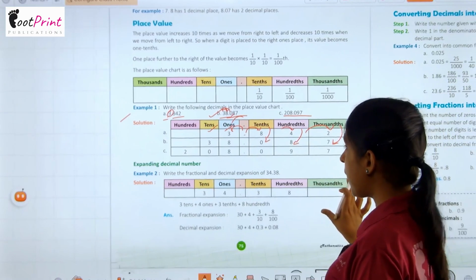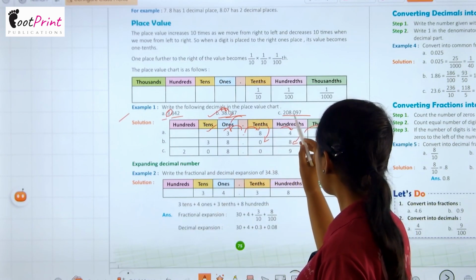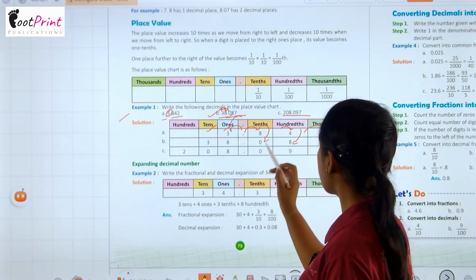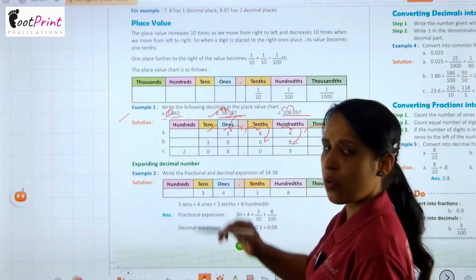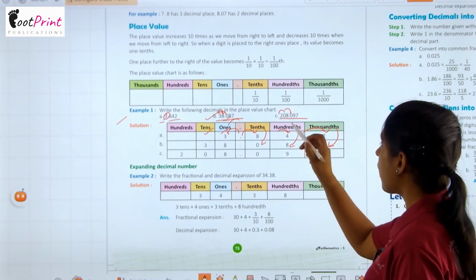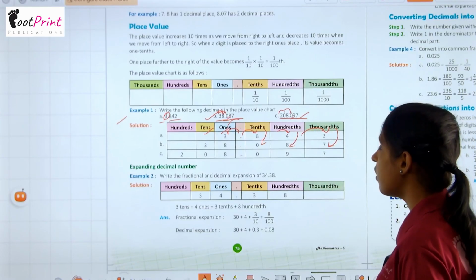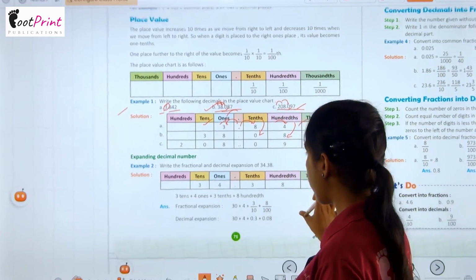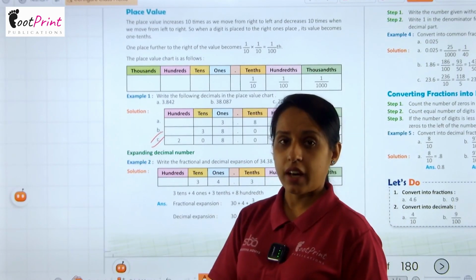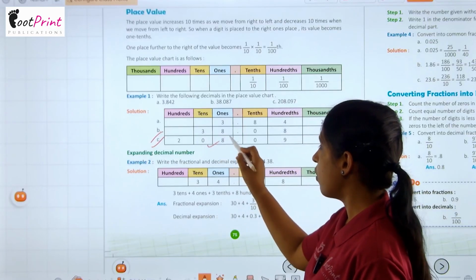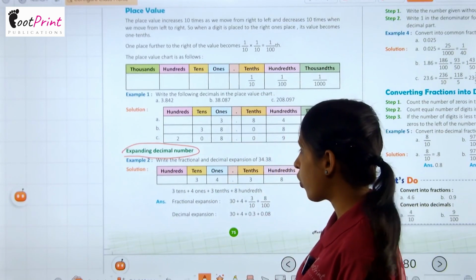Okay, next, 208.097. So 208 point, here is the decimal, and then we have ones, tens and hundreds. So 8 ones, 0 tens and 2 hundreds, and after the decimal, 0 tenths, 9 hundredths and 7 thousandths. Okay, now we learn how to expand decimal numbers. Just like that we can show decimal numbers in a place value chart. So here we will learn about expanding decimal numbers.